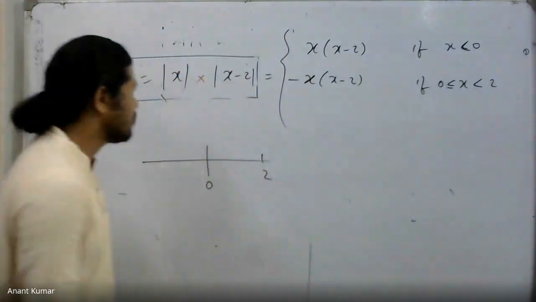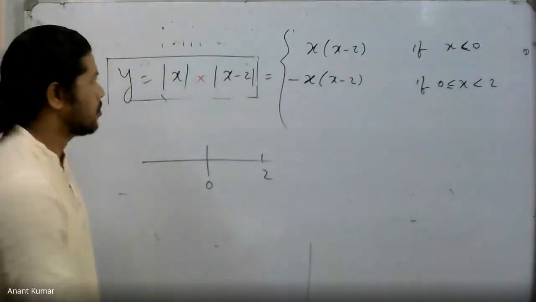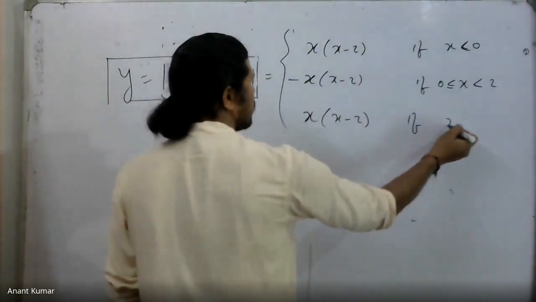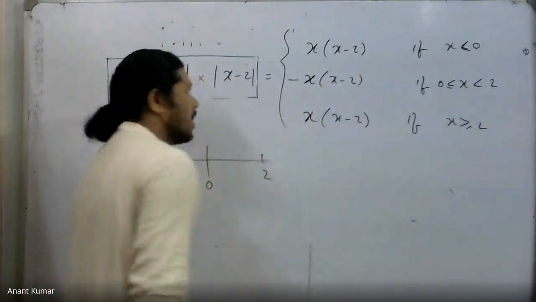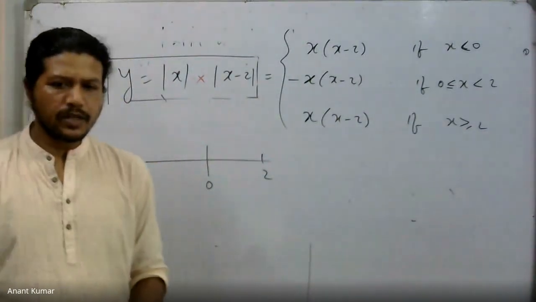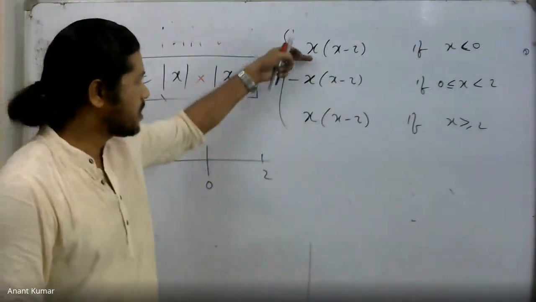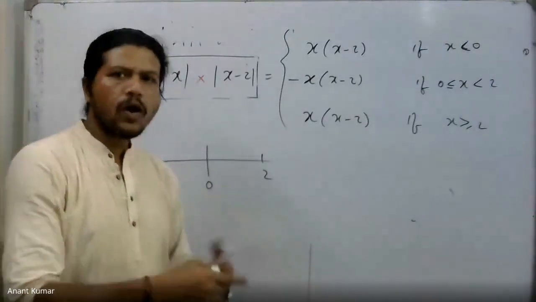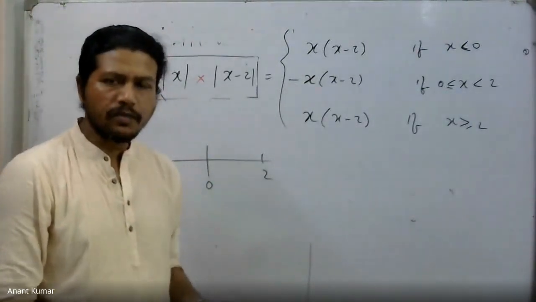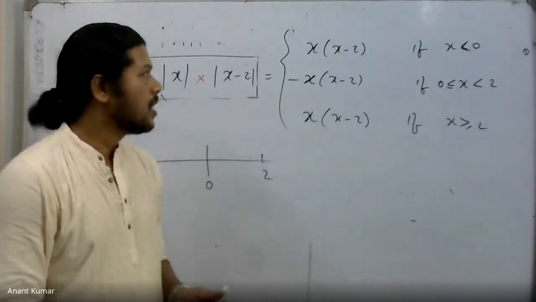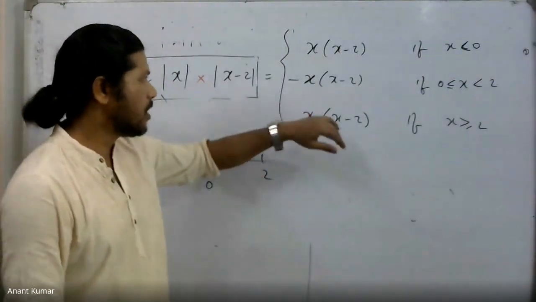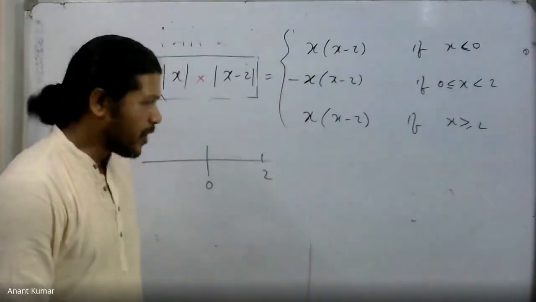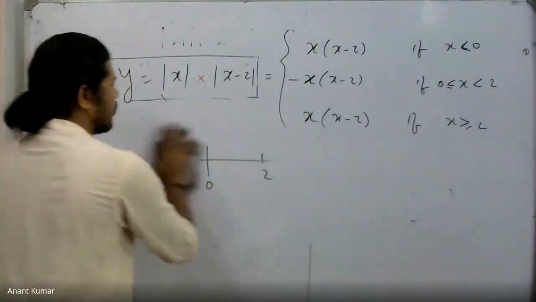And once again, if x is more than 2, both are positive. So once again I get x into x minus 2 if x is more than or equal to 2. And so we get basically the same expression, or the same graph, when x is negative or x is more than or equal to 2. So if x is less than 0 or x is more than or equal to 2, the graph is the same, or it's just part of the same graph actually. But if x lies between 0 and 2, then the graph is a bit different. It's the negative of that.